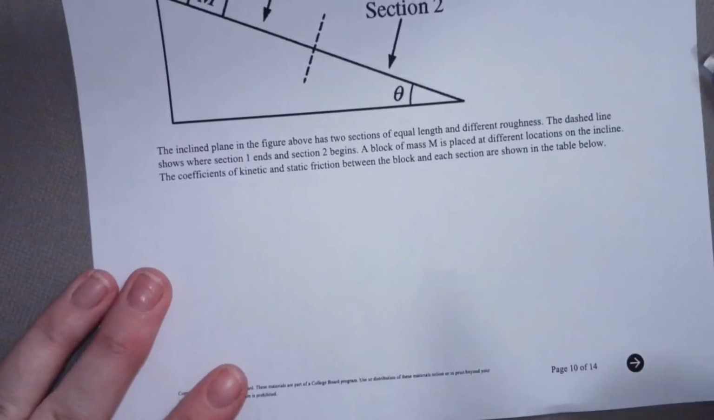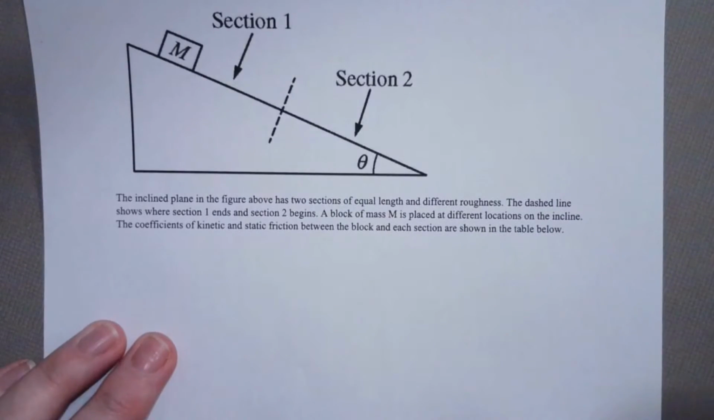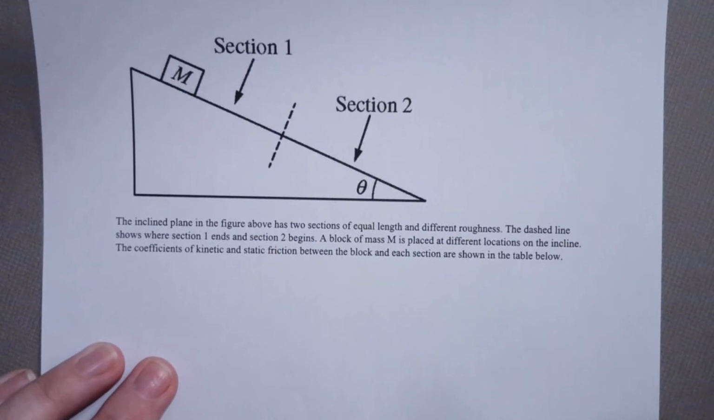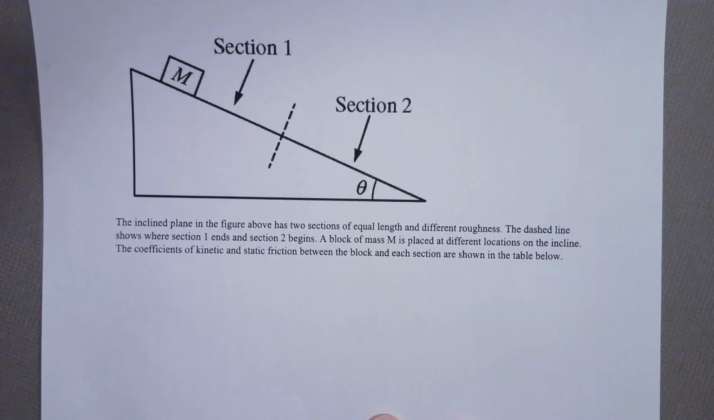Next one. The inclined plane in the figure above has two sections of equal length and different roughness. The dashed line shows where section 1 ends and section 2 begins. A block of mass m is placed at a different location on the incline. The coefficients of kinetic and static friction between the block and each section are shown in the table below.